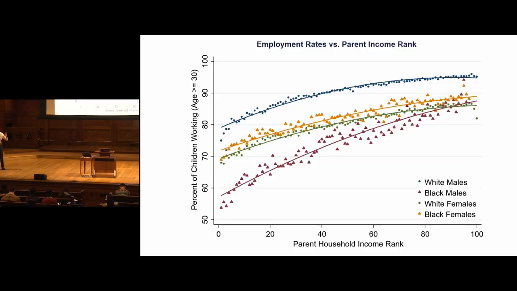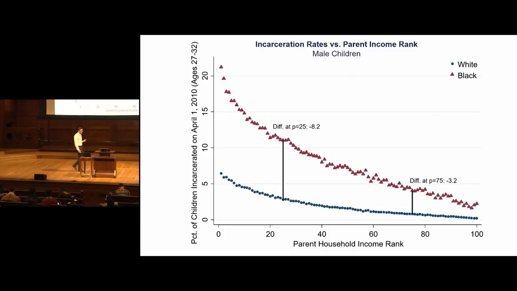Now, why do black men at the bottom of the income distribution have very low employment rates? I think that's a key thing to understand. Part of what is going on is exactly about the criminal justice system and about incarceration. So if you now, instead of looking at employment, look at incarceration rates, you see what I think is a shocking statistic. You pointed out that incarceration rates, we know, are very high in general for black men. What this is showing you is how that varies with parent income.